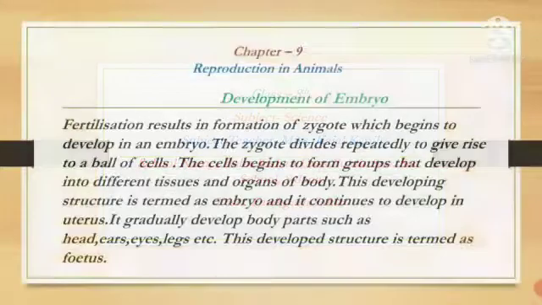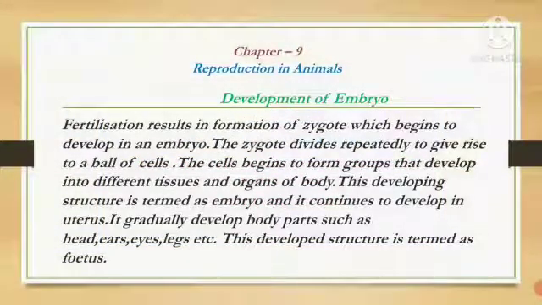Students, as we have started chapter number 9, Reproduction in Animals, and we have already discussed some of its topics in the previous video, and in this video we are going to discuss the next topic. So our next topic is development of embryo. Fertilization results in the formation of a zygote which begins to develop in an embryo. The zygote divides repeatedly to give rise to a ball of cells. The cells begin to form groups that develop into different tissues and organs of the body.